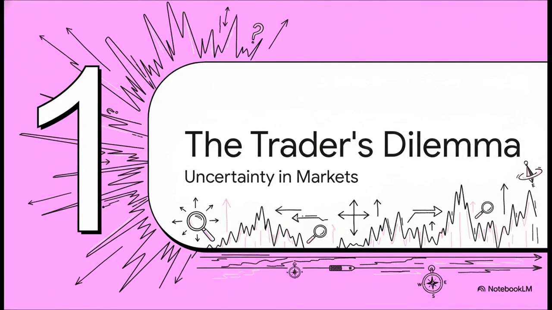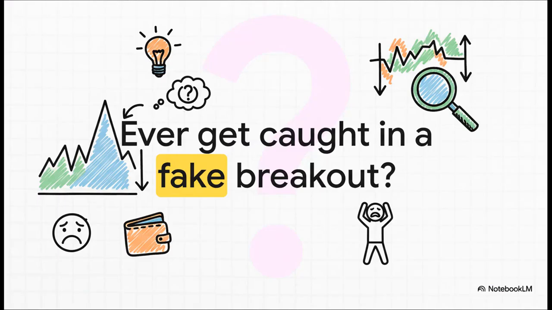It doesn't matter if you're a rookie or a pro. Every single trader fights the same battle every day. Just plain old market uncertainty. I bet this feels familiar. You see a price start to move, you jump in thinking, yes, this is the one. And then nothing. It just fizzles out, reverses, and you're left holding a losing trade. It's got to be one of the most frustrating things out there.